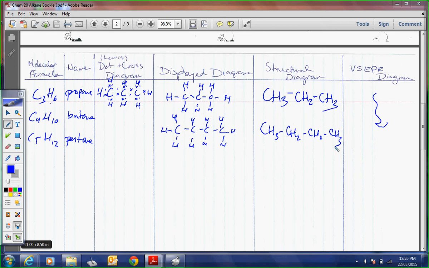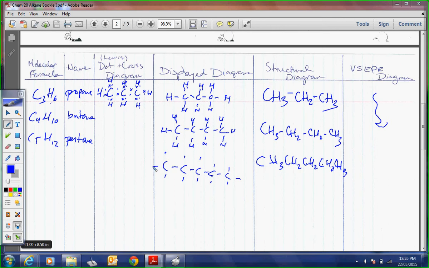Good. Fabulous. So pentane then would be CH3, CH2, CH2, CH2, CH3. I've lost count, 1, 2, 3, 4, 5. And the display diagram would look like this. 1, 2, 3, 4, 5, all H's. Note, I've got four sticks on my carbon. Yes? When we get into the trickier ones, you will make a mistake and you will put five sticks on your carbon, or three sticks on your carbon.